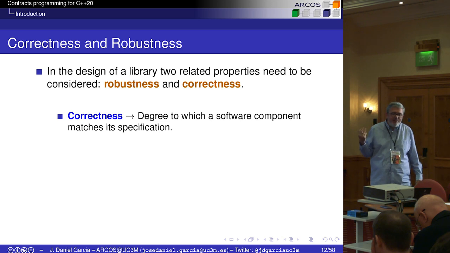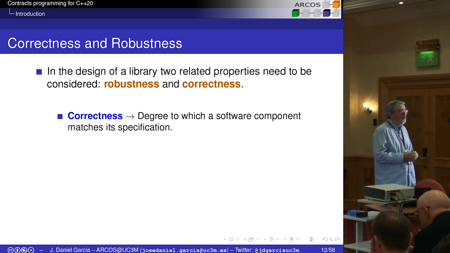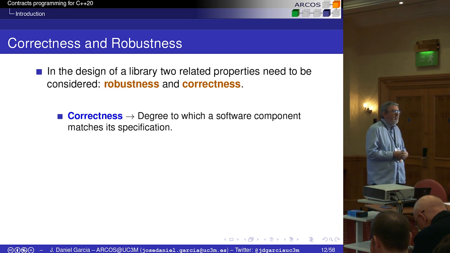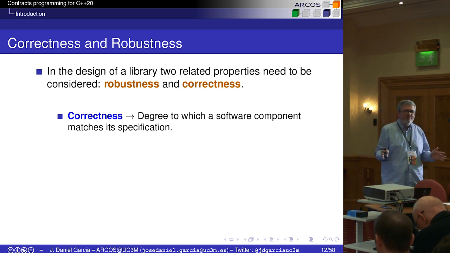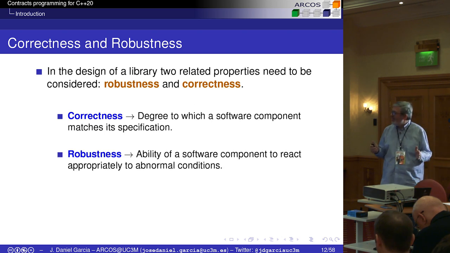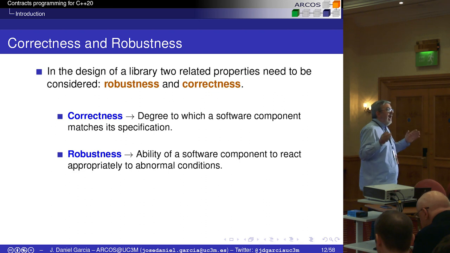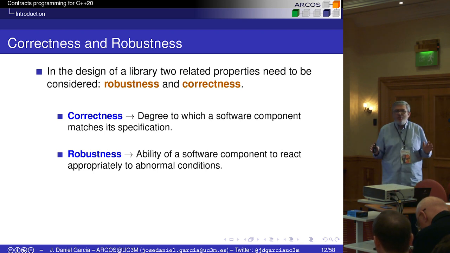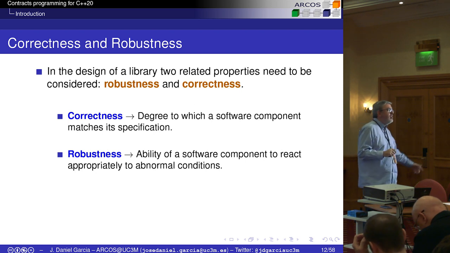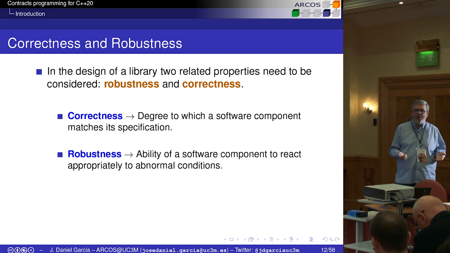So correctness is, for me, the degree to which a software component matches its specification. Or if you want to put it in simpler words, does it have a programming mistake, or did I write the software correctly? While robustness is the ability of a software component to react to abnormal conditions. So robustness has nothing to do with how good a programmer I am. It has to do with, am I able to react when my hard disk is broken or when I lose my network connection? Still, there are things that are going to happen, and the most perfect program needs to react to those situations.